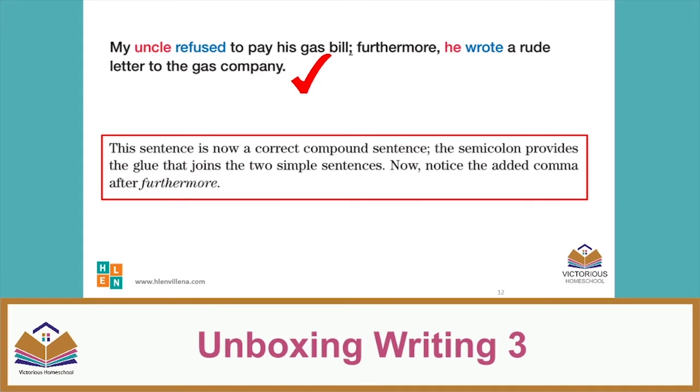You're supposed to write it this way. So notice that we put a semicolon after the first sentence. And then we put a comma after the transitional expression. So this sentence is now a correct compound sentence. The semicolon provides the glue that joins the two simple sentences. Now notice the added comma after furthermore.